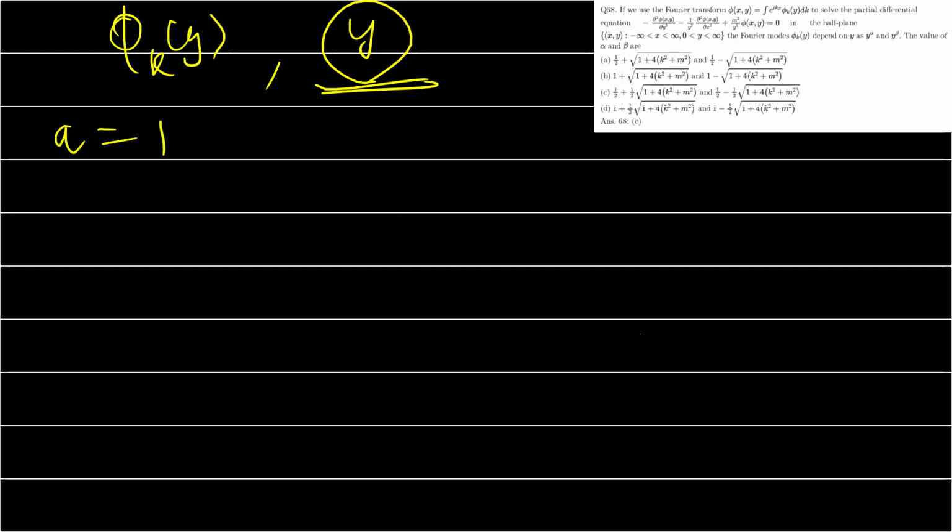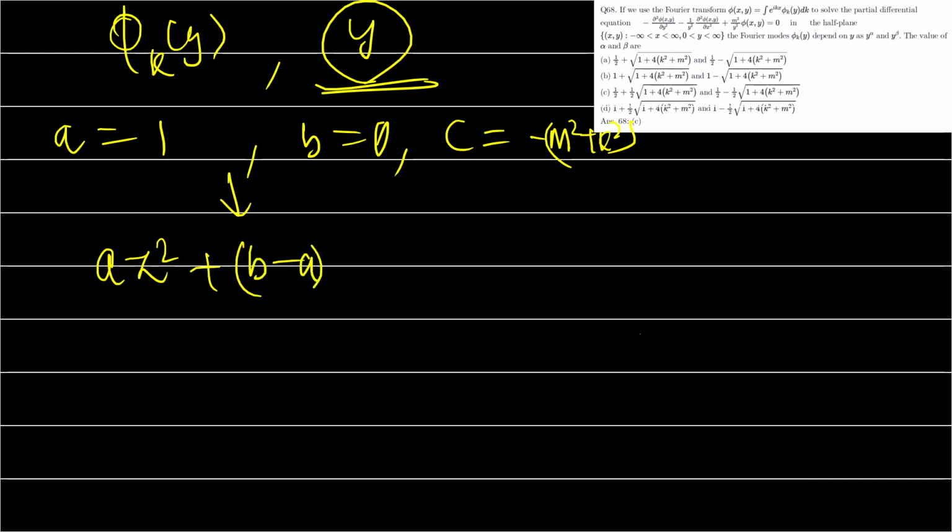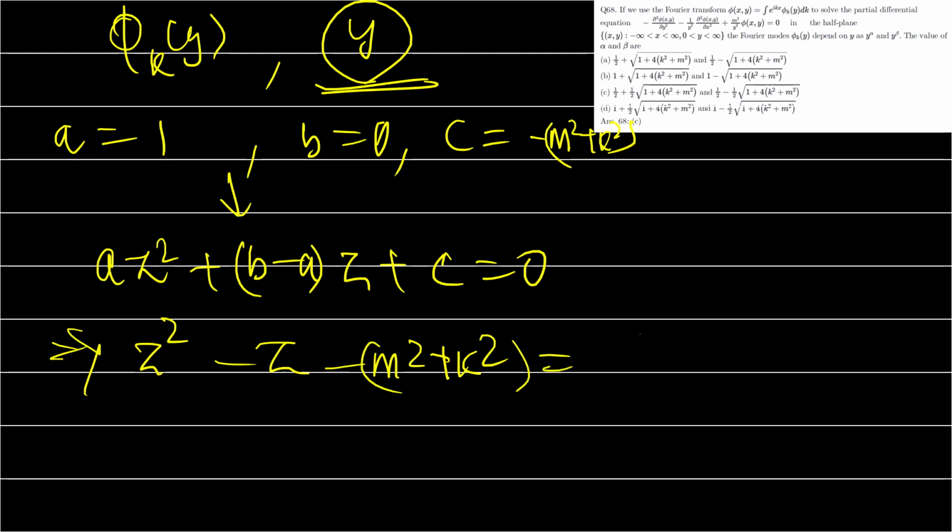Usually the dependent variable is phi k of y and the independent variable is y. The a value is, as I said, 1, b value is 0, c value is minus m square plus k square. So using that value, the auxiliary equation becomes, I'm not using m here because m is already there, let me use z for the auxiliary equation. According to the formula, a z square plus (b minus a) whole into z plus c equal to 0. So here a equal to 1, so z square minus z plus c, c is equal to minus m square plus k square, equal to 0.